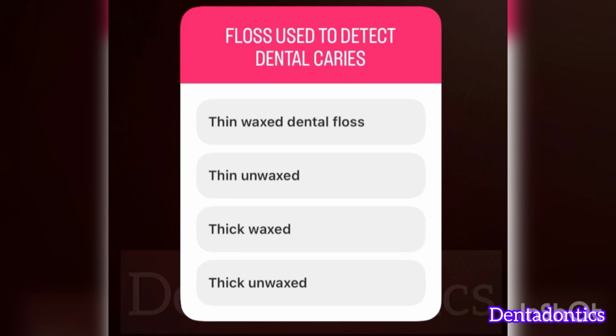So the MCQ of the day is: floss used to detect dental caries, and the correct answer is thin and unwaxed dental floss is used.